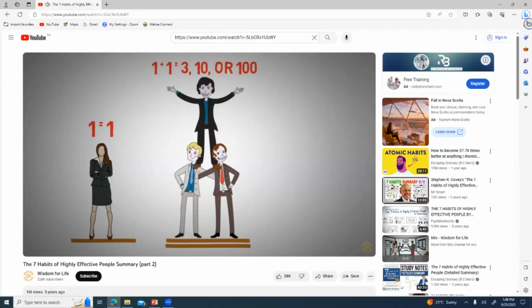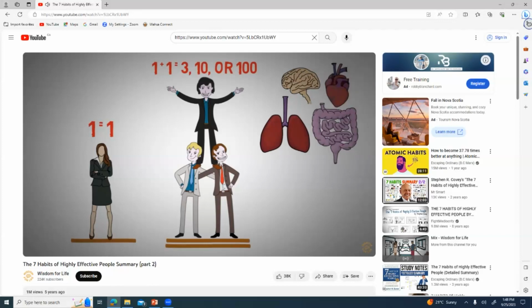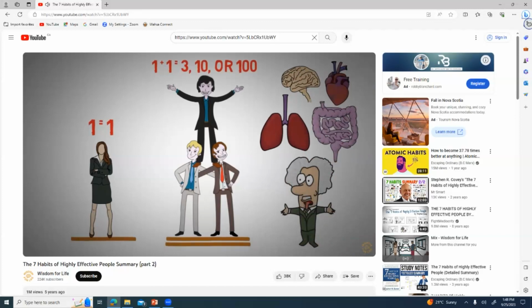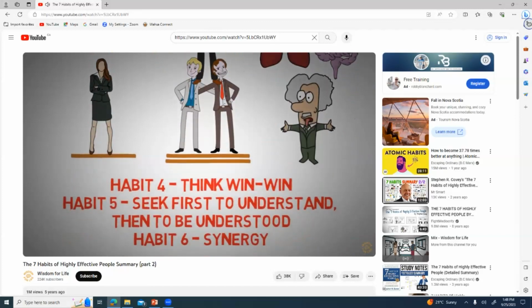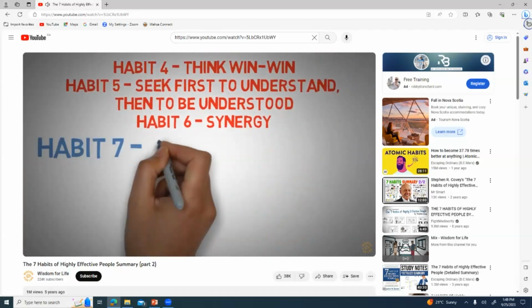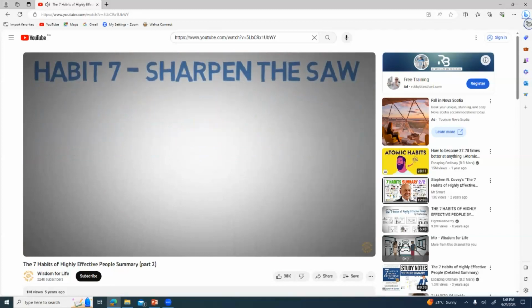Another example is the human body. There are many individual parts that are amazing in their own right, but all the parts together create something amazing. So again, habits 4 through 6 deal with relationships. These 3 habits can help you have effective and interdependent relationships with others. The last habit, habit 7, is to sharpen the saw.